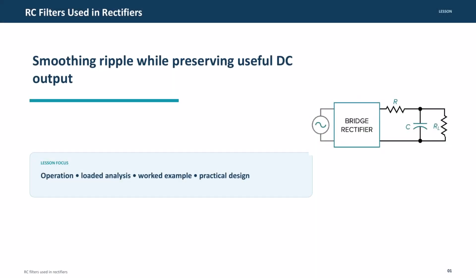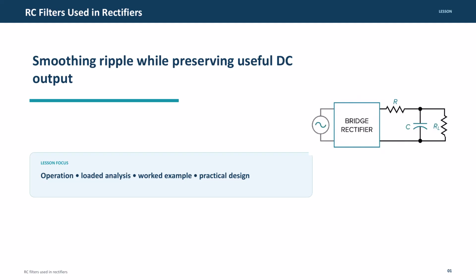This lesson develops the RC filter as a practical smoothing stage used after a rectifier. We will begin with the physical action of the series resistor and shunt capacitor, then separate the DC and ripple analyses. After deriving the loaded attenuation model, we will analyze an existing filter and complete a design example.